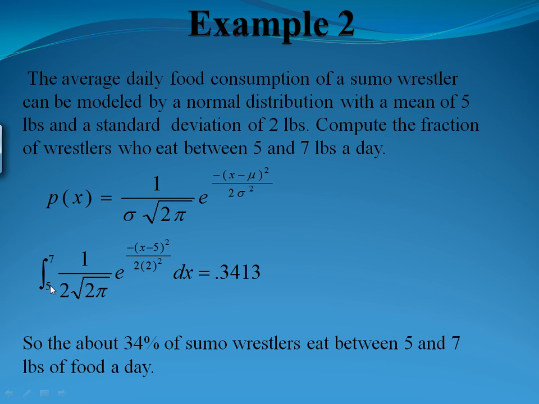Now we're going to be calculating the area from 5 to 7, because we want to know how many eat between 5 and 7 pounds a day. So we very, very carefully plug this into our calculator using lots of parentheses, and it should give you 0.3413. So that means approximately 34% of sumo wrestlers will eat between 5 and 7 pounds of food a day.